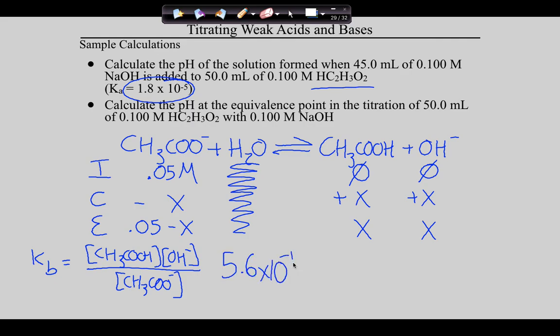5.6 times 10 to the negative 10th is equal to x squared over 0.05 minus x, which is approximately equal to x squared divided by 0.05. So x squared is then equal to 5.6 times 10 to the negative 10th times 0.05, and then square root that dude.